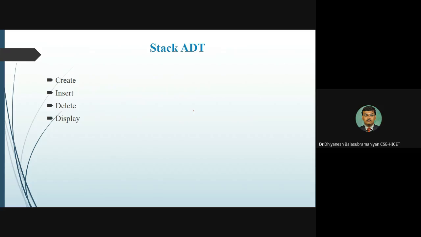Next, what are the ADT operations? Create, insert, delete, display. These are common ADT operations for all types of data structures: linked list, queue, stack, trees, binary search tree, AVL tree, or whatever it may be. These are the common ADT operations. But there are some specific operations which need to be included for stack. So these are some specific ADT operations: stack full and stack empty.